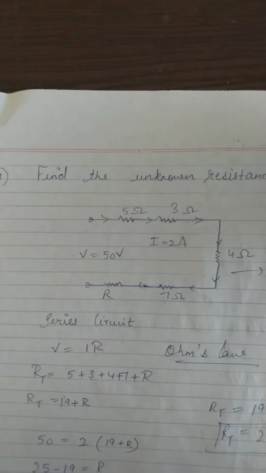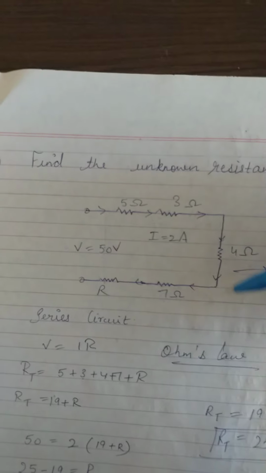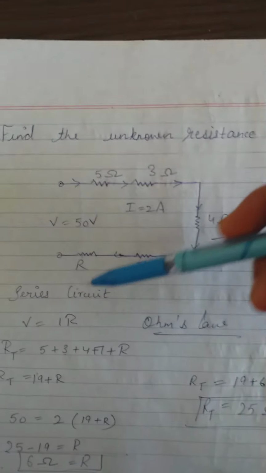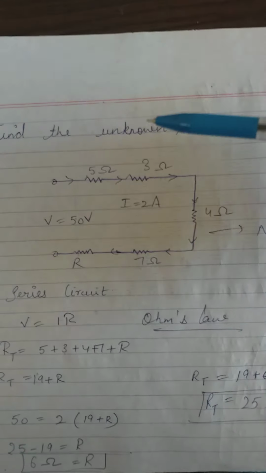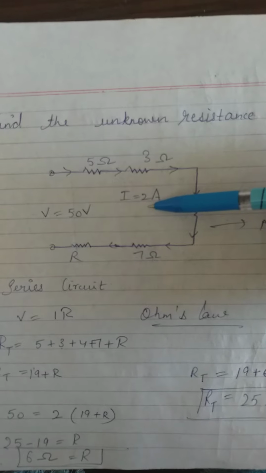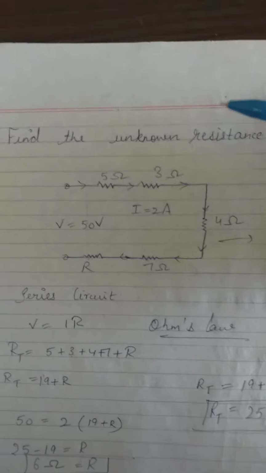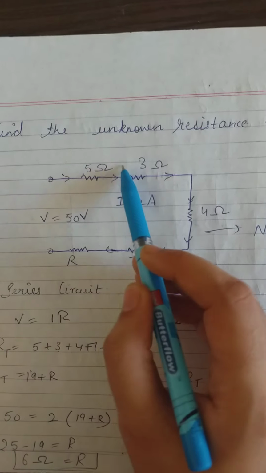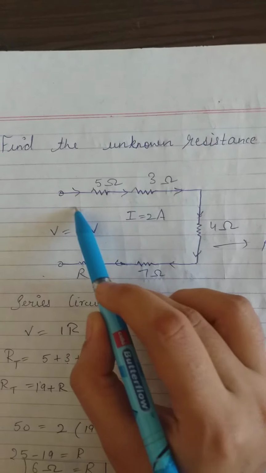See this numerical. Find the unknown resistance. In the previous case, the values of all the resistances were mentioned, but in this case the value of the resistance isn't mentioned. Two more things are given to you, that is voltage and current: the current is 2 ampere, and the voltage is 50 volt. So the process remains the same. You have to draw the direction of the current like this. Clear? Now this circuit is in series.